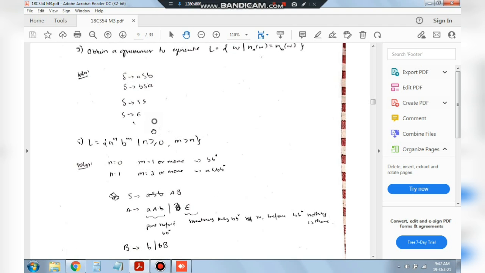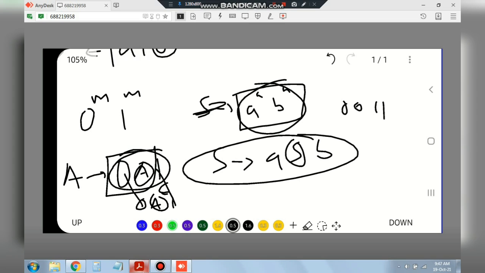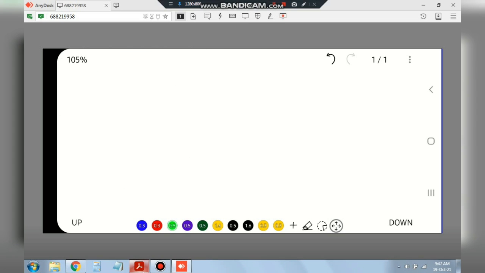Okay, let's move to the next one, where we have to obtain a grammar to generate L equal to W, where the number of A's in the string is equal to the number of B's in the string. Okay, so the number of A's and B's should be equal. What are the possible strings? The only condition is that the number of A's and B's should be equal. Therefore, the string can be epsilon, where A and B are 0.